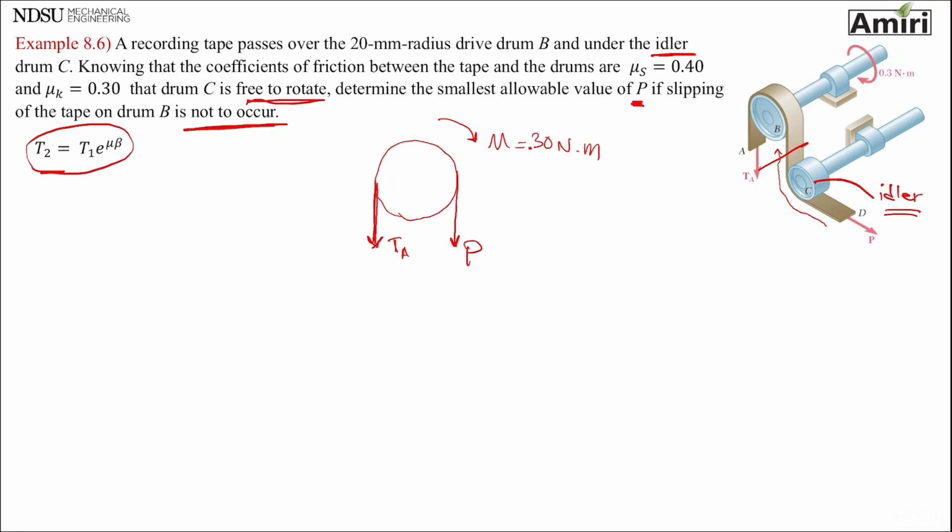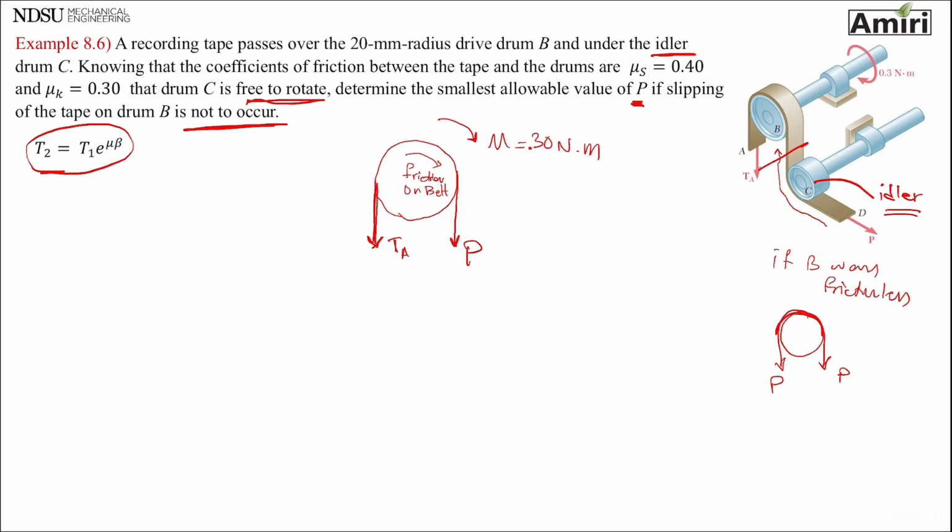And why is it going to change? Because there is friction on the belt going this way, and it's causing P not to be equal to TA. If B was frictionless, then I could just say this is P, because this is the same tape going around. But now the friction has messed up that equilibrium, so it's not P any more.